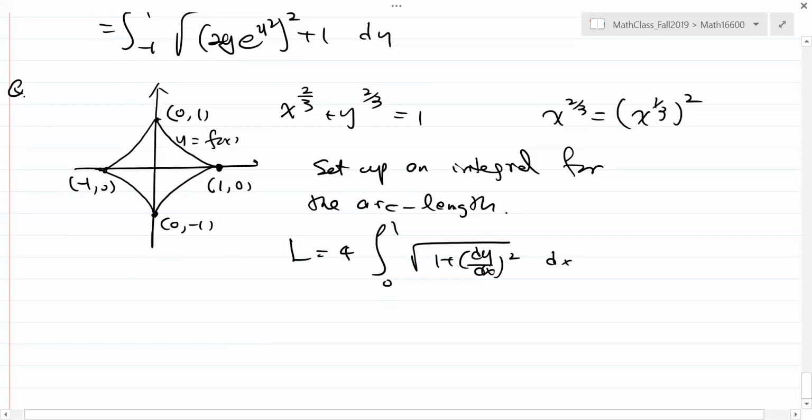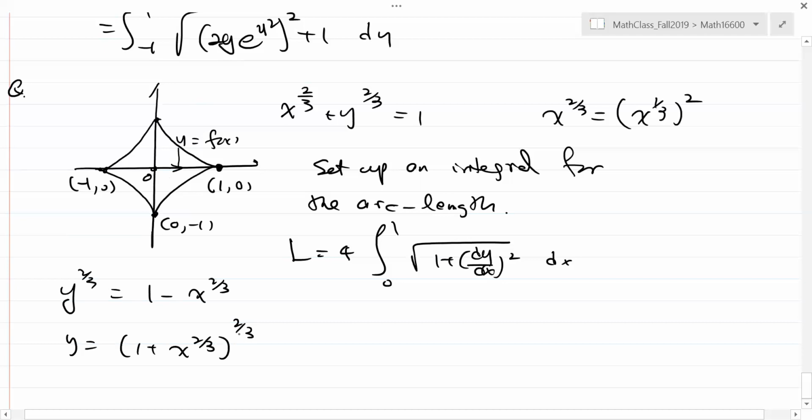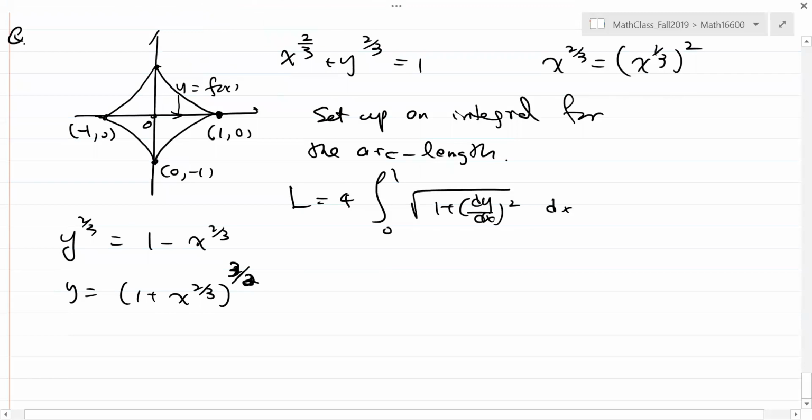There are many ways to set up integrals. Okay, this is one. X starts from 0 to 1. So you get x from 0 to 1, then you get the corresponding y value. Okay, so how do you solve for y? Y to the 2/3 equals 1 minus x to the 2/3. So you solve for y, you get 1 minus x to the 2/3, to the power 3/2. It's minus here.